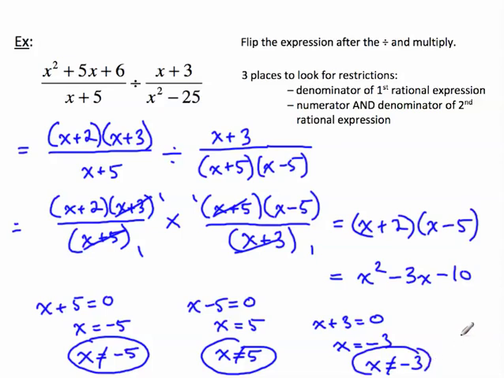So when dividing rational expressions, we flip the rational expression after the division sign upside down. We're going to multiply. We're factoring and canceling similar to what we did with multiplication, but we're also going to need to look in one more place for our restrictions, that place being the numerator of the rational expression after the division sign.